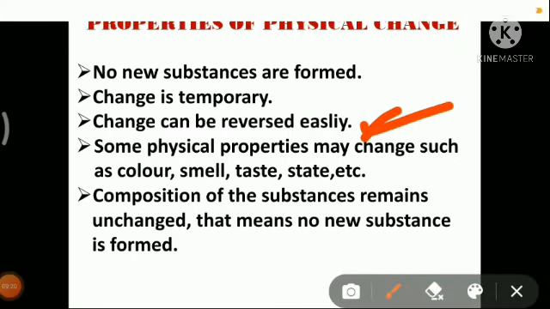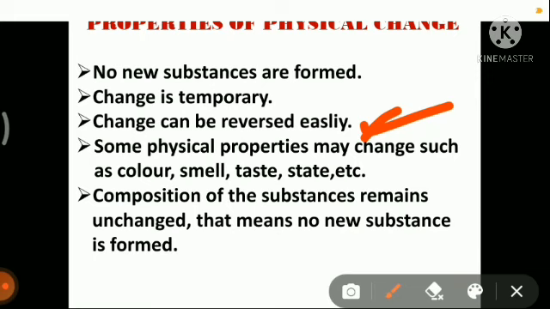So we can get back the original substance that we are using. That means the change is reversible. We can get back the original substance as it was before the change occurred. Another property is that only some physical properties like color, smell, taste and state change. For example, if we see the bulb before it glows, it was colorless, and when it glows we can see that it is giving us light.